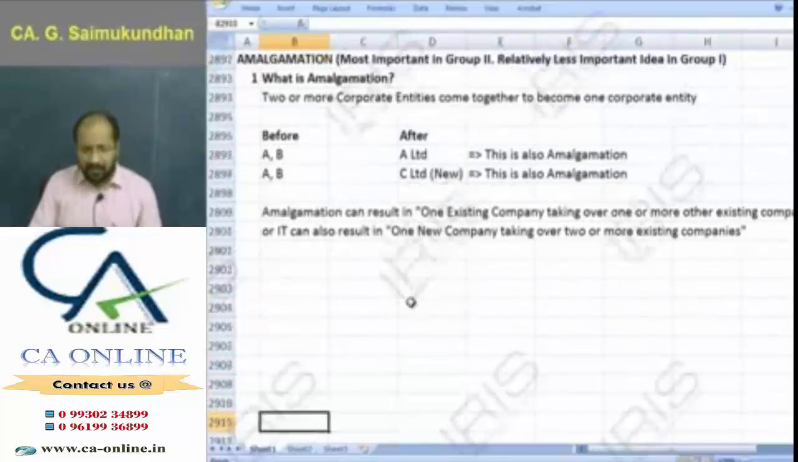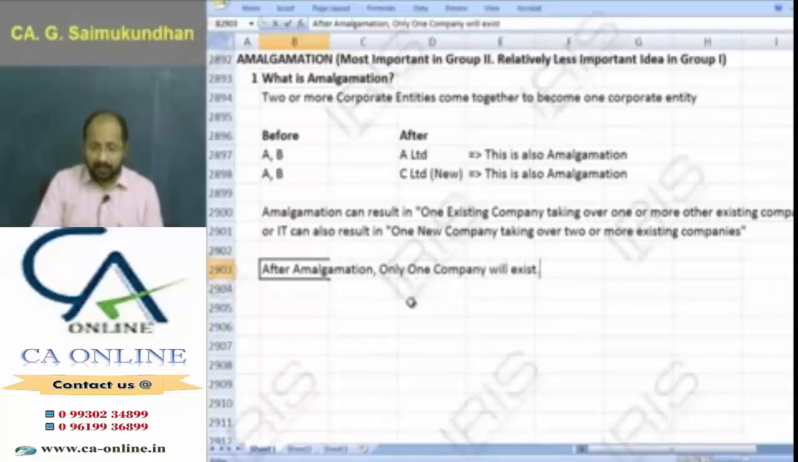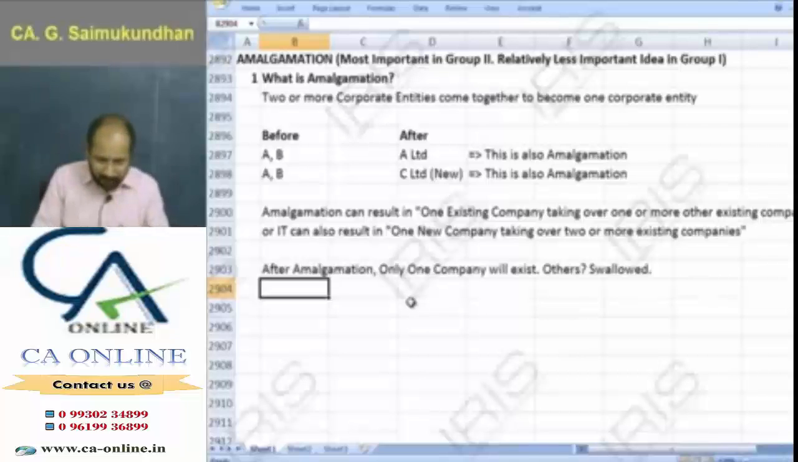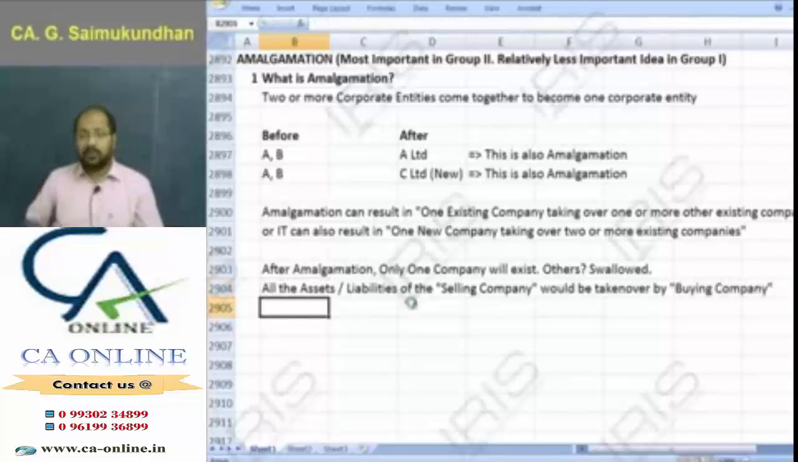So what exactly is amalgamation? The ultimate concept is that at the end of amalgamation, only one company will exist. What about the others? Whatever new company you form, or whatever the buying company is, would ensure that all the other companies are totally taken over. The implication is that all the assets and liabilities of the so-called selling company would be taken over by the buying company, the one remaining company.